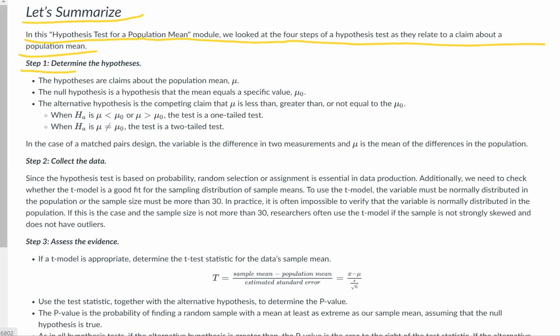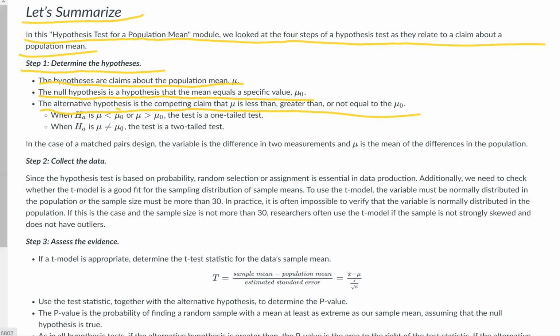The first step was to determine the hypotheses, the null and the alternative. The hypotheses are claims about the population mean mu. The null hypothesis is that the mean equals a specific value, mu sub 0. Usually we say current mu is the same as old mu in a lot of our examples, but sometimes that's not the case. The alternative hypothesis is a competing statement that mu is less than, greater than, or simply not equal to mu sub 0.